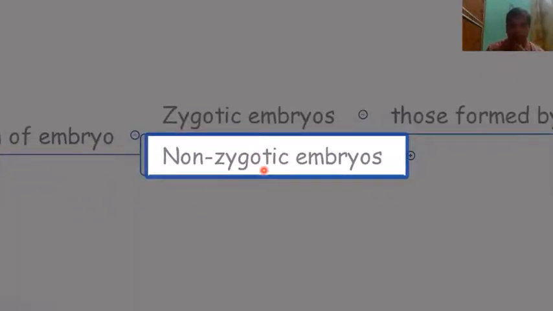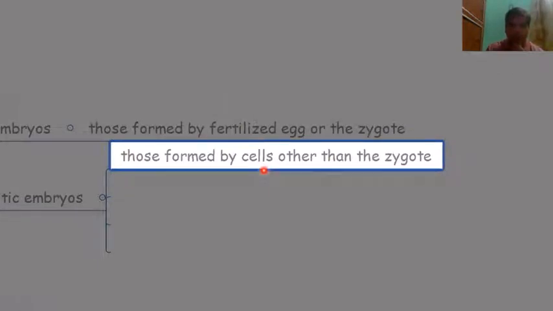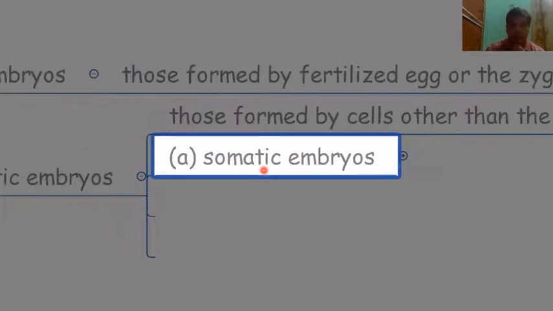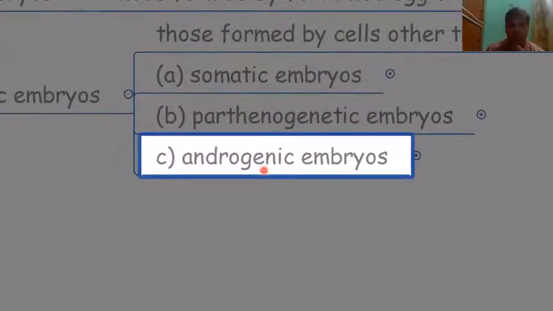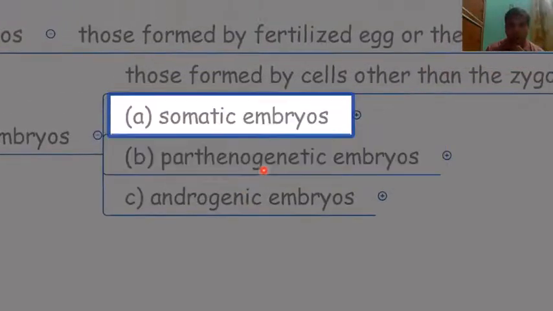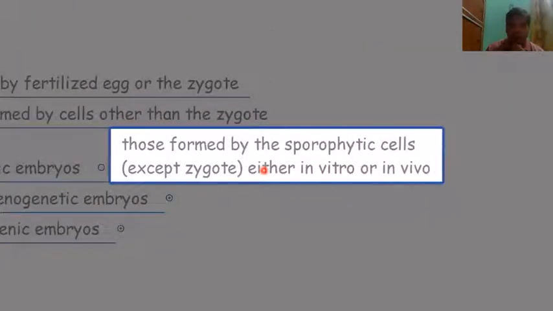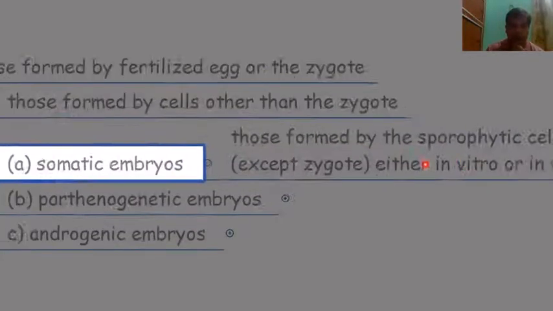Then the non-zygotic embryos are formed by cells other than the zygote. So if any cell other than the zygote is forming an embryo, we will call it a non-zygotic embryo. Now, what are the different types of non-zygotic embryos? You should remember them: somatic embryos, parthenogenetic embryos, and androgenic embryos. Let's discuss all these embryo types. Somatic embryos are the embryos formed from sporophytic cells or somatic cells, except the zygote, either in vitro or in vivo. Remember that it is not restricted to in vitro experimentation; in vivo you can also find somatic embryos produced on plants.